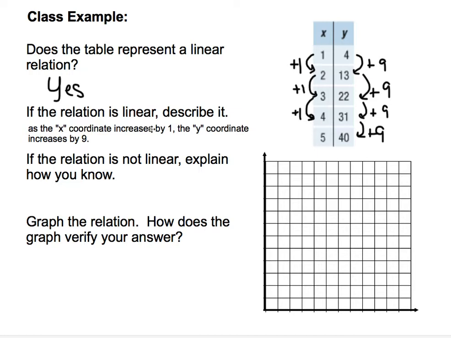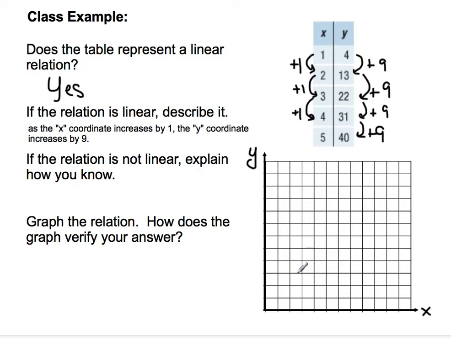If the relation is not linear, explain how you know. It is linear, so we can skip that question. And then we want to graph the relation. My axes are already there. We always know that your horizontal axis is your x-axis, typically when there's no context to the question, and your vertical axis is your y-axis.